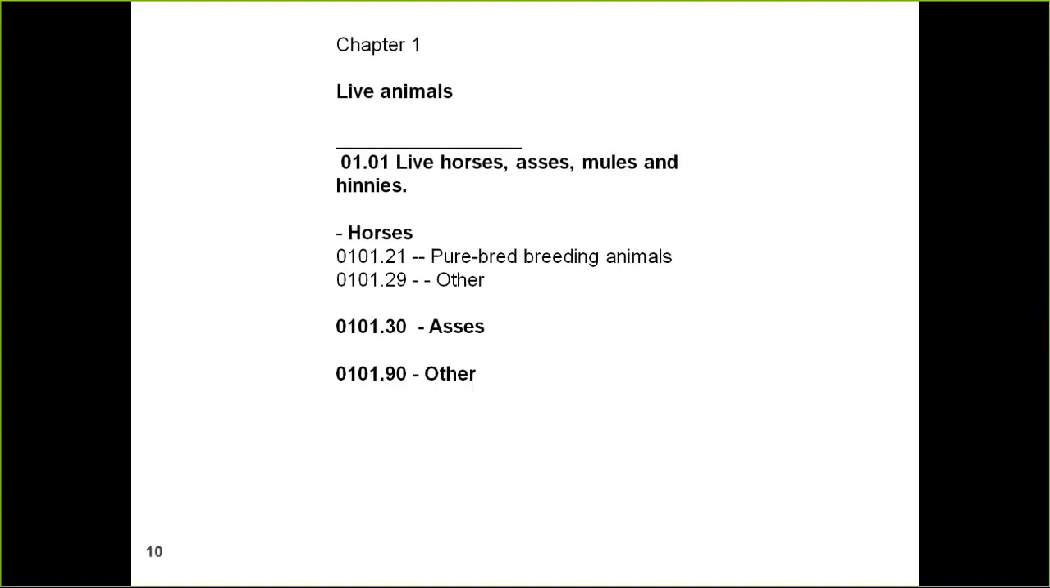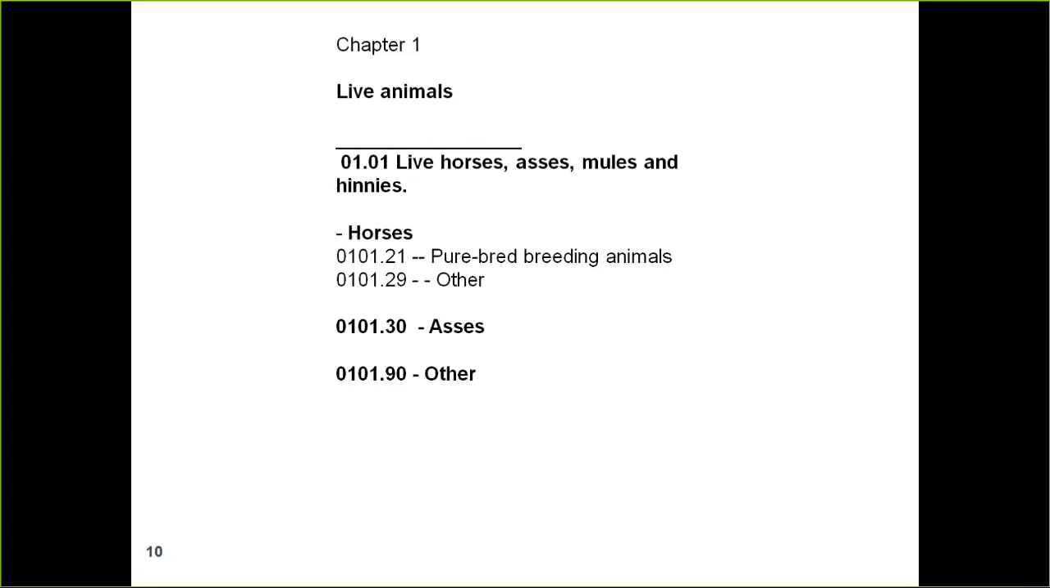I mentioned earlier that under each chapter there are headings and subheadings. The heading is at the 4-digit level. So the first heading here is 0101, live horses, asses, mules, and hinnies. Of course, you may not be familiar with the term hinny. The hinny is the offspring of a female ass, a donkey, and a horse, as opposed to a mule, which is the offspring of a female horse and a male donkey. But live horses, asses, mules, and hinnies all fall within that heading. And the code 0101 is assigned to that heading.